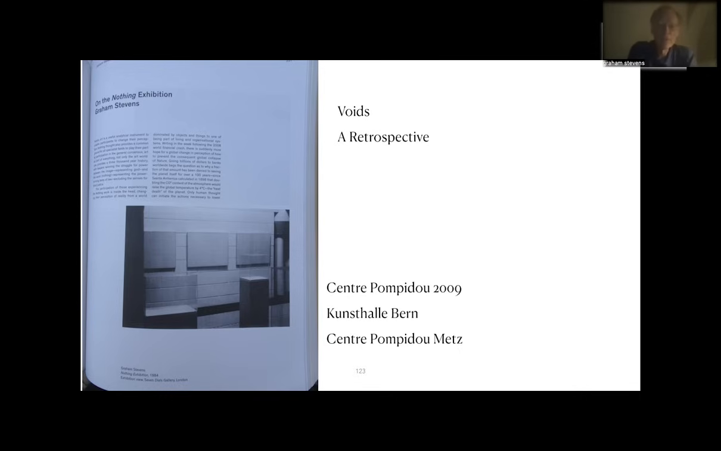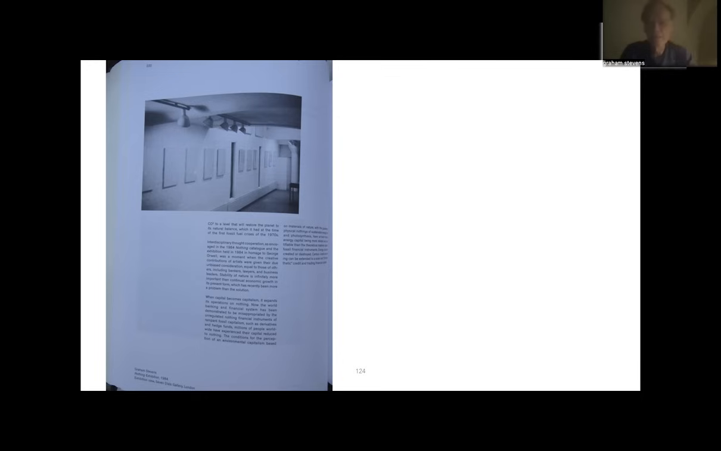And the Pompidou had a group show on nothing, which I always see as the most avant-garde catalogue. There are about over 100 artists who'd all done something on nothing.